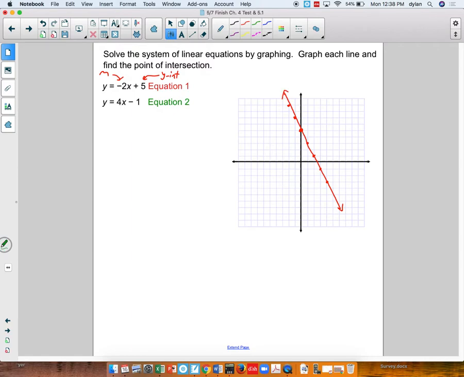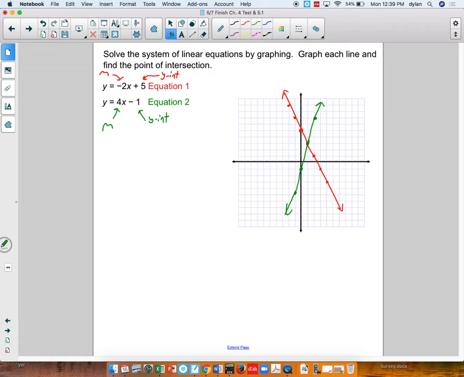So then y equals 4x minus 1, we have a y-intercept of negative 1 and a slope of 4. So we're going to start at negative 1. We're going to go up 4 over 1 and down 4 over 1. So 1, 2, 3, 4 over 1. And again, we're going to draw our line, hopefully your line will be much better than mine, as straight as possible using a ruler.